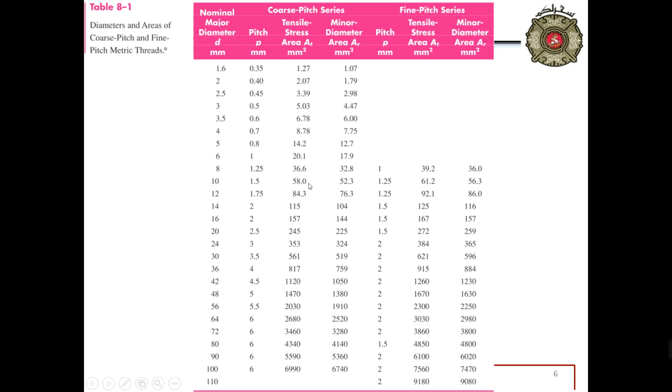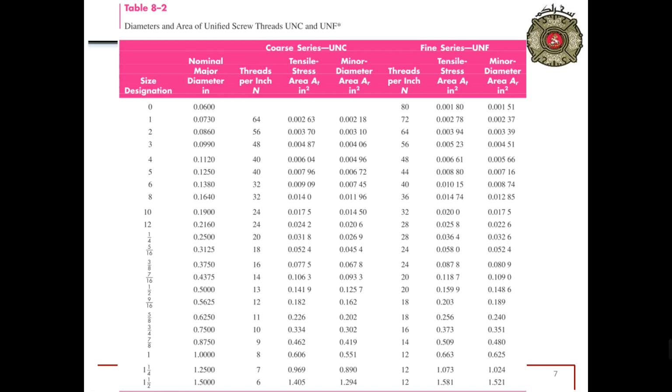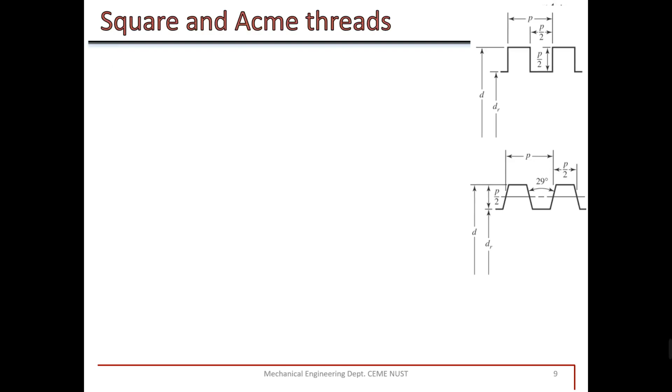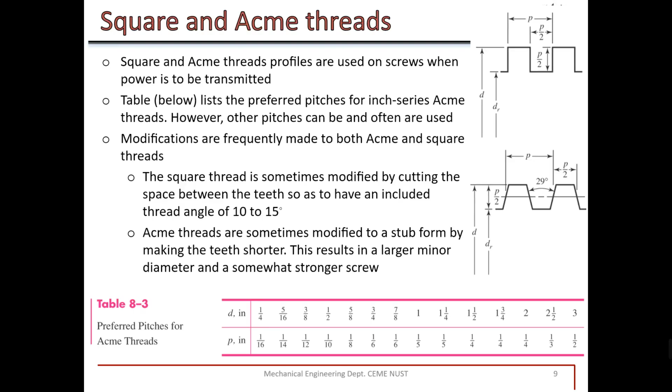What is tensile area? It is an equivalent solid bar area. This area is larger than the minor area and smaller than the major area. It is an equivalent area for which we can calculate stresses applied on a bolt. Similarly, table 8.2 deals with the unified screw series for inch series. Then we had some definitions. Then we studied square and Acme threads. Table 8.3 gave us the standard dimensions, the standard diameters of bolts.